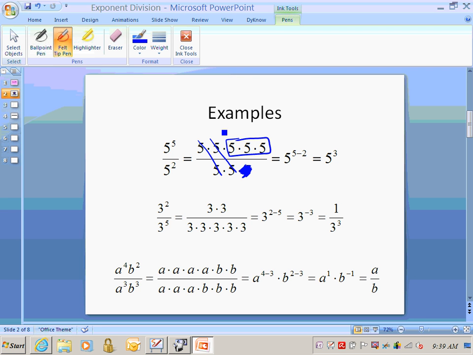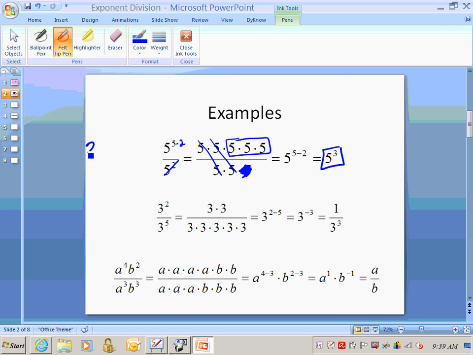Now, what we're doing is, if 2 on the bottom canceled, my bigger number's on top, my 5's on top, right? So if I cancel the 2 off the bottom, this one's going to be minus those 2. So 5 minus 2 is going to leave me with 5 cubed. Does that make sense?